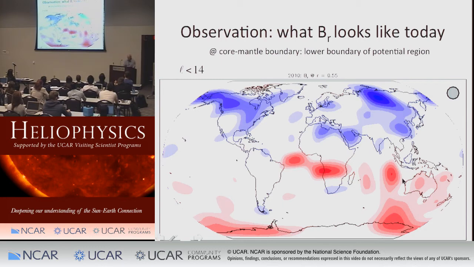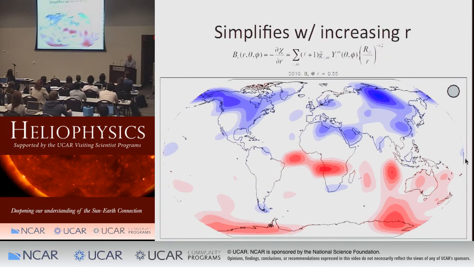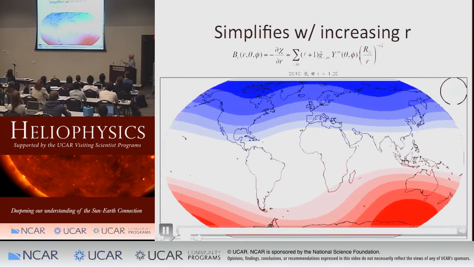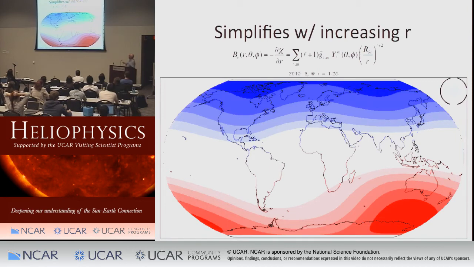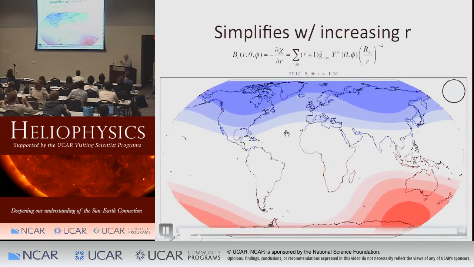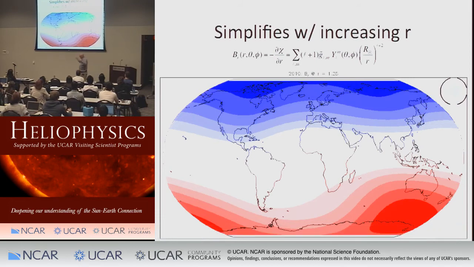So if I play that again, you'll see that black circle gets bigger. So I'm looking at different places, and the magnetic field gets simpler. That's simply because all of those higher order multipoles are falling off so fast with radius that they become less and less important. And by the time you get up to here, which is actually a quarter of an Earth's radius above the surface, we see positive magnetic field in the southern hemisphere and negative magnetic field in the northern hemisphere. The magnetic field looks like a big dipole.